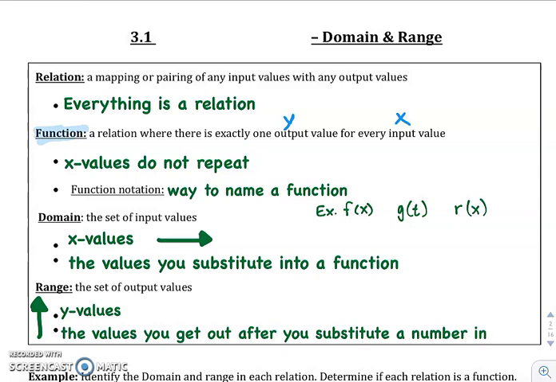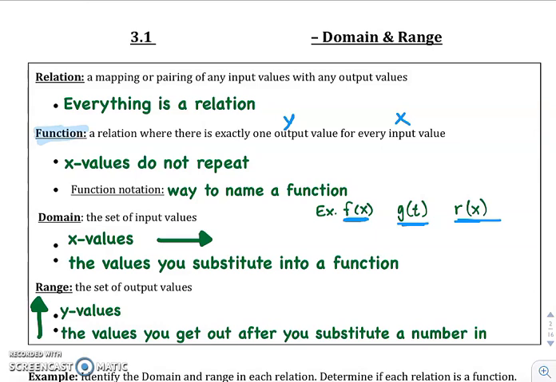When we look at functions, we usually use function notation. Function notation is just a way to name a function. You might see it as f of x or g of t or r of x. It really just means y, but it's a way to name a function so you know which ones you're talking about if there's more than one in the situation. So really, we're going to be focused on being able to identify the domain and range of a function.